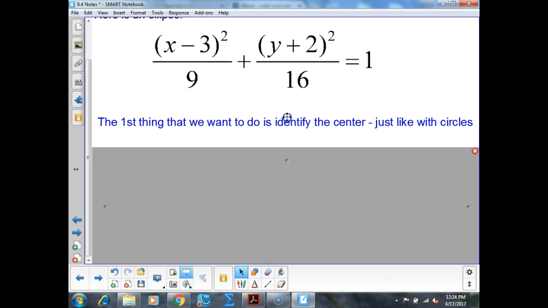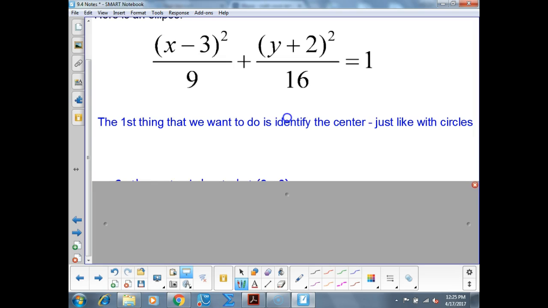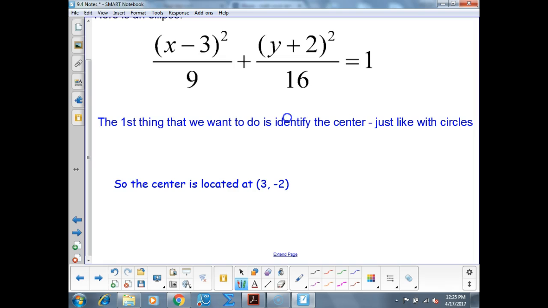The first thing we want to identify is the center of the ellipse. That is identified just like it is with circles. So, what would the center of this ellipse be? It'd be at the point 3, negative 2. We look at the x, think oppositely because it's in parentheses. We look at the y, think oppositely because it's in parentheses. So the center of this ellipse is at the point 3, negative 2.